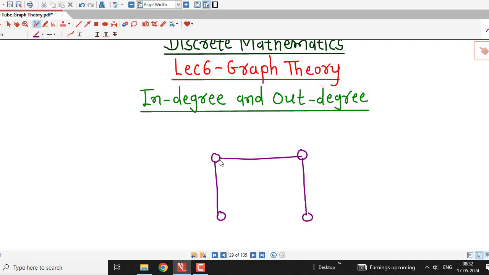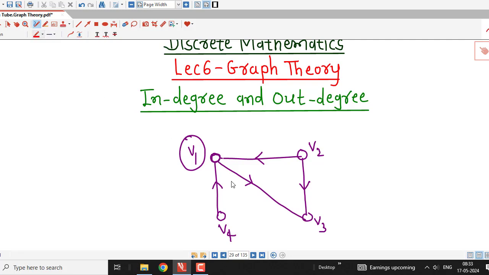For example, suppose I consider this directed graph, and suppose these are the edges of this directed graph, and we denote these vertices by v1, v2, v3 and v4. First we define the in degree of a vertex. Suppose we want to find the in degree of v1, then we have to determine the number of edges which are going to this vertex, or the number of edges whose terminal vertex is v1.